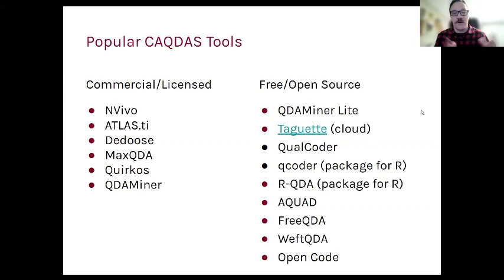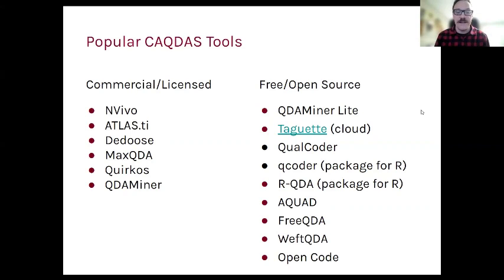NVivo is by far the most popular tool used at the University of Minnesota, and from my experience, broadly in the social and behavioral sciences. It's followed pretty closely by its chief competitor, Atlas.ti. And you might also hear people talk about Dedoose, which is an all online cloud tool that approximates some of the things that the desktop licenses do.